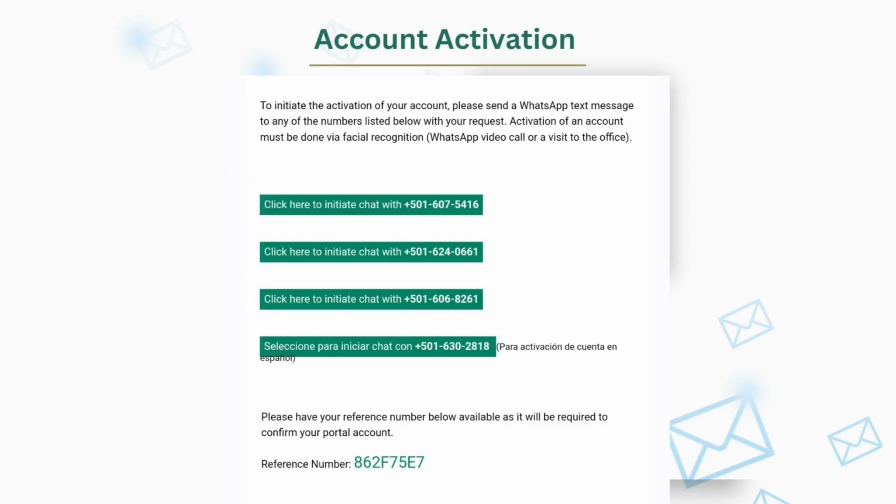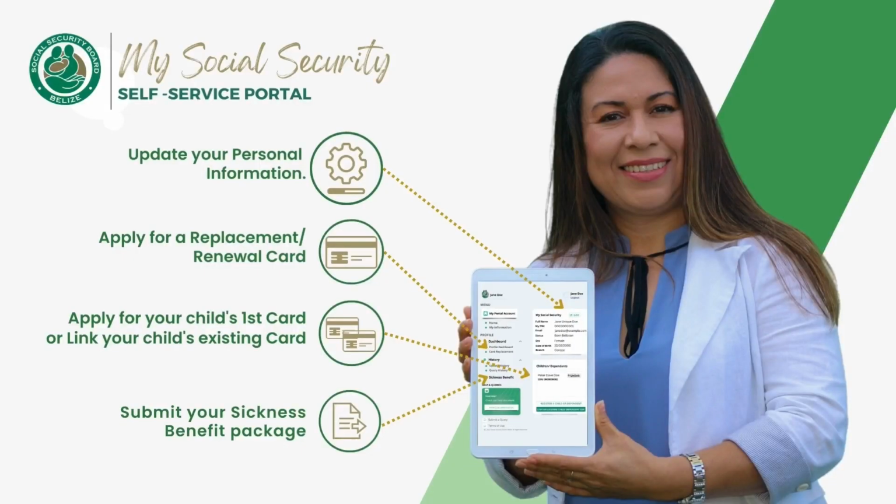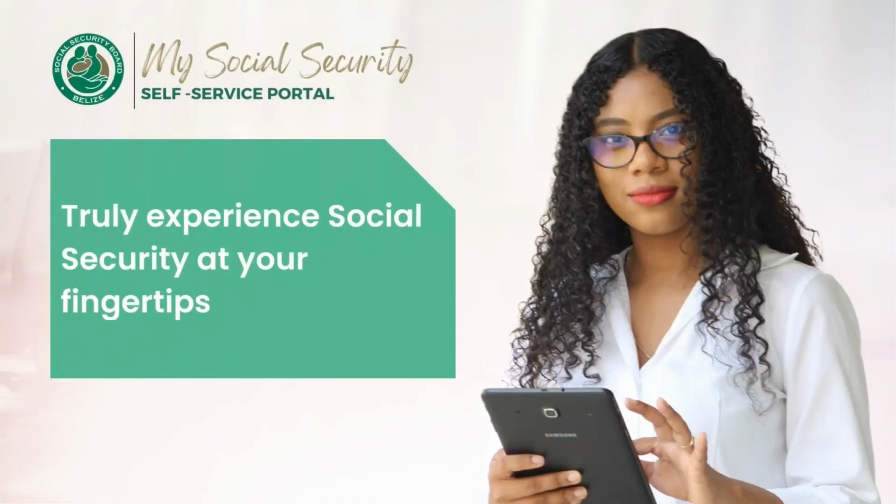In the WhatsApp chat message to the account activation agent, ensure to provide your full name, your Social Security number, your reference number as well that was sent to you via email. Thereafter, the account activation agent will reply to your message and confirm your availability for a quick video call. Account activation is only done after your identity has been confirmed via facial recognition by a WhatsApp video call. If you do not wish to be video called, you can visit the SSB office in your area for in-person facial recognition. With a My Social Security account, you are in control of your Social Security information and you can truly experience Social Security at your fingertips.